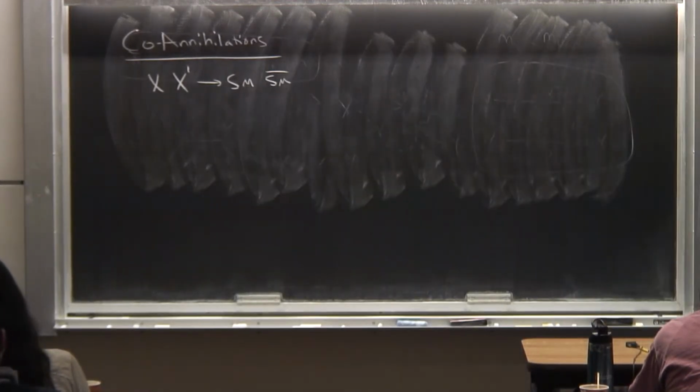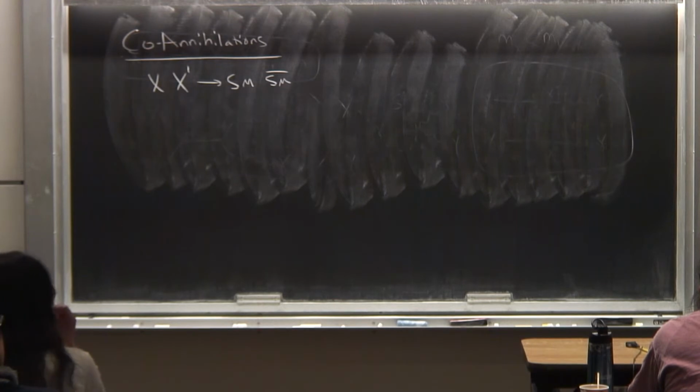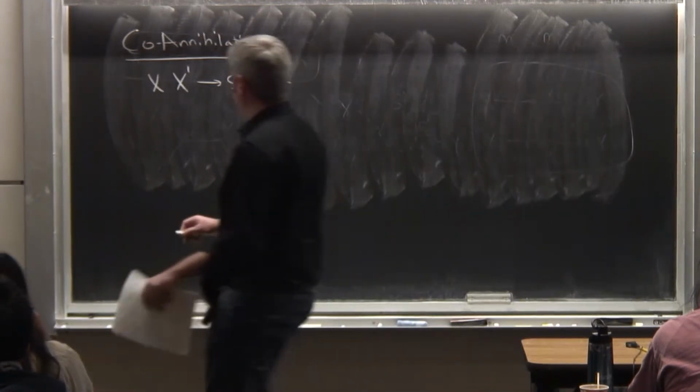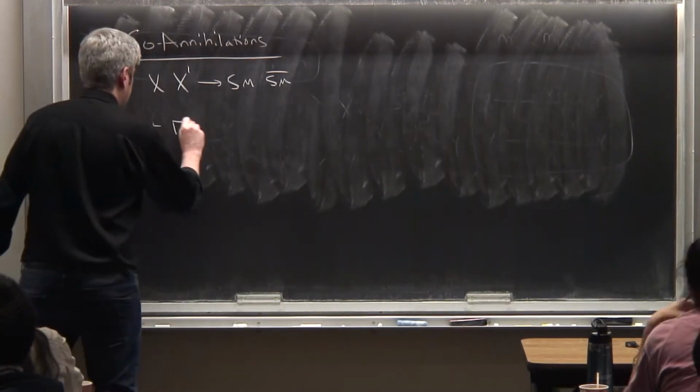I mean, I guess you can write down neutrino charged lepton annihilation diagrams. That would be perfectly fine. I don't know that they're particularly important, but yeah, you could do that. Just for example.